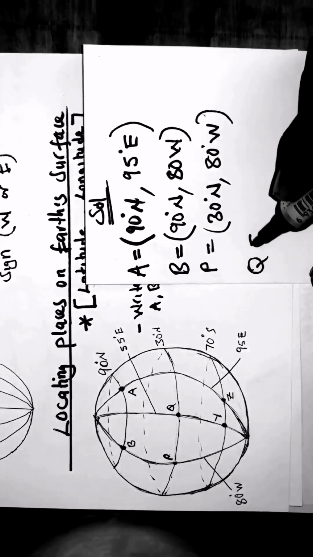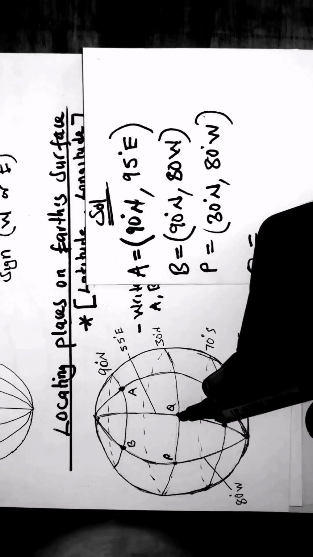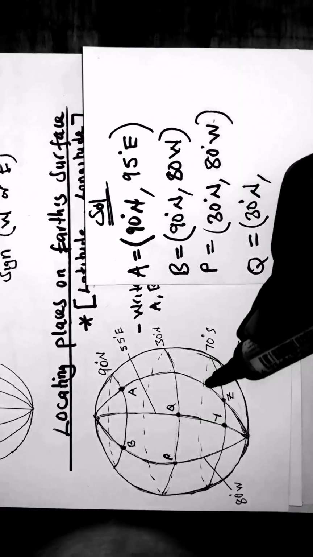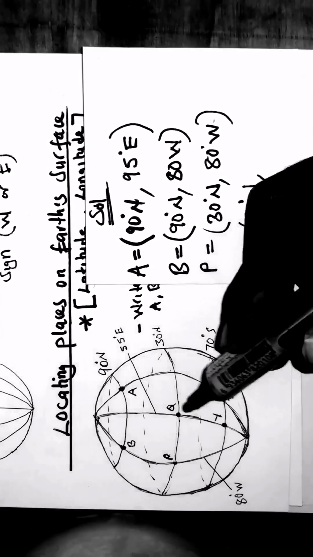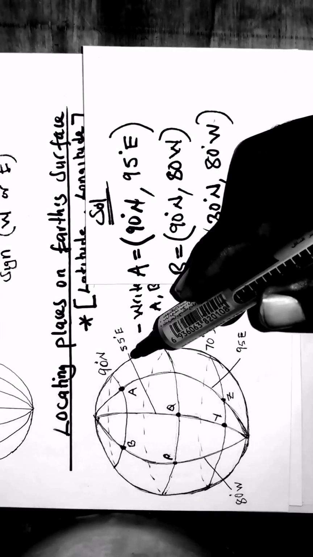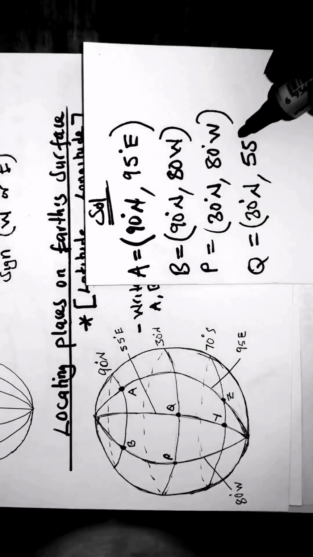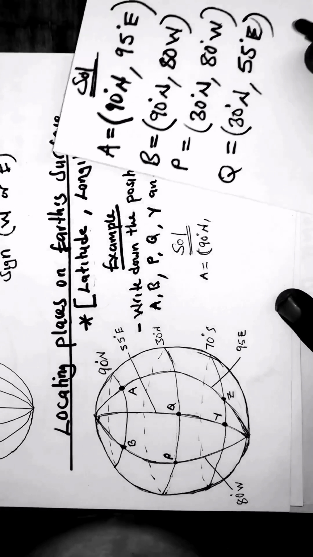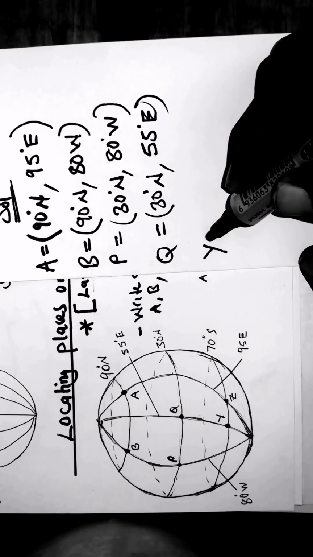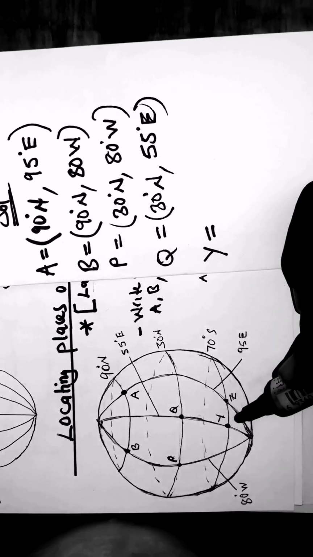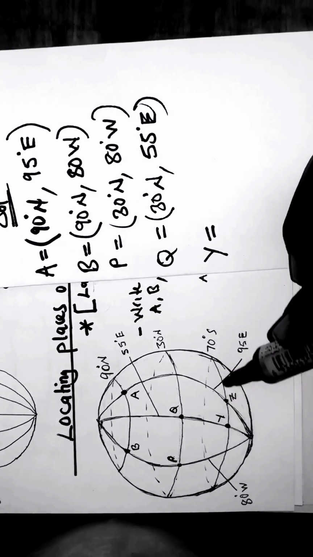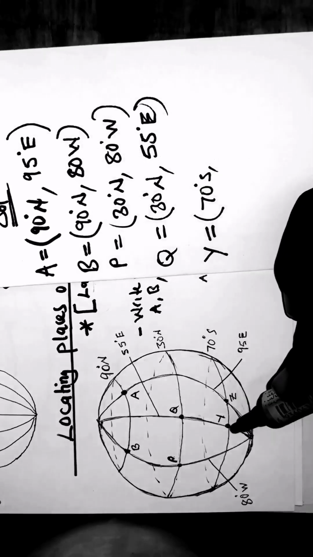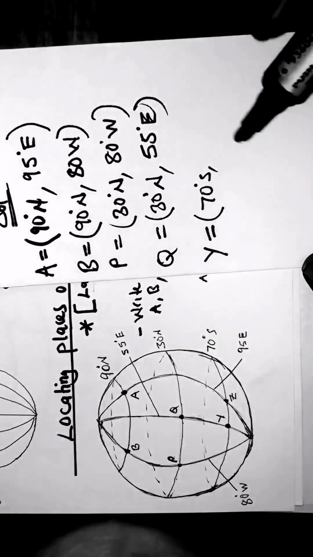Then point Q. Point Q is on latitude 30 degrees north, comma. Then the longitude. This one you can see is on longitude 55 degrees east. Then after Q we have point Y. Point Y is here. This one is on latitude 70 degrees south, so you say 70 degrees south, comma. Longitude 55 degrees east.